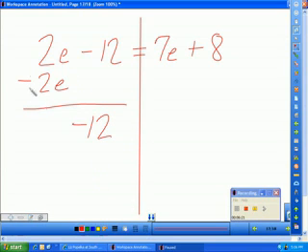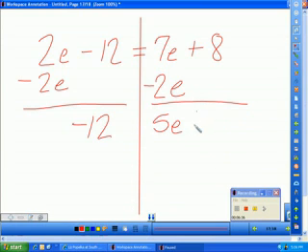Because I subtracted 2e from this side of the equation, I have to subtract 2e from that side of the equation. 7e minus 2e is going to be 5e. And don't forget, that 8 hasn't gone anywhere. He's still there. Don't forget about him. Now if you look, you've just got a plain old two-step equation that you should know how to solve. Remember that we've got multiplication and addition over here with the variable.